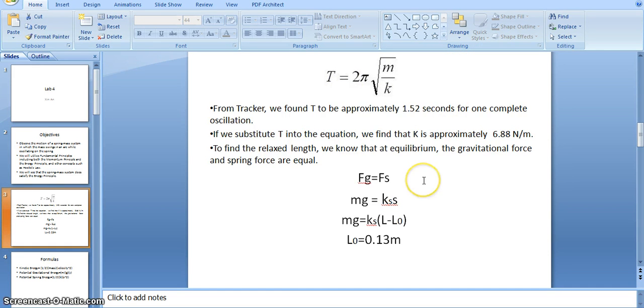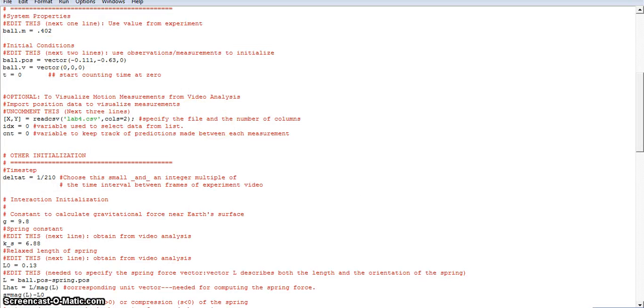And to find the relaxed length, we know that at static equilibrium, where the mass is just hanging from the string without moving, the gravitational force and the spring force are equal. So I set Fg equal to Fs, where Fg is mg, and Fs is ks, where s is L minus L naught. If we manipulate the formula a bit, we find that L naught is equal to 0.13 meters. As you can see from my code over here, I set the mass of the ball to 0.402. I set the position equal to negative 0.111 and negative 0.63, and I set the ball's initial velocity to 0 because it's not moving.